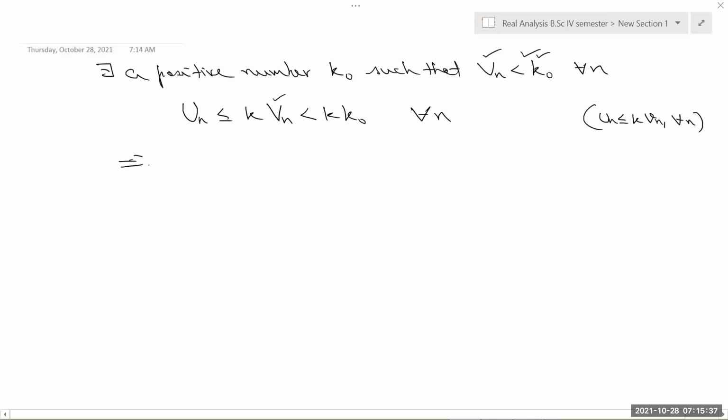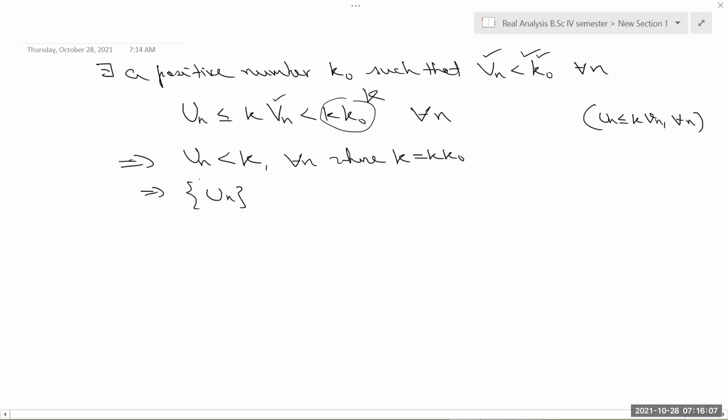So since k is a real number, k naught is a real number, so in general I can say that every member of the partial sum is bounded by this. One can call this k into k naught as k. Let me call it capital K. So Un is less than K for every n, where capital K is equal to k into k naught. So this shows that Un is also bounded.